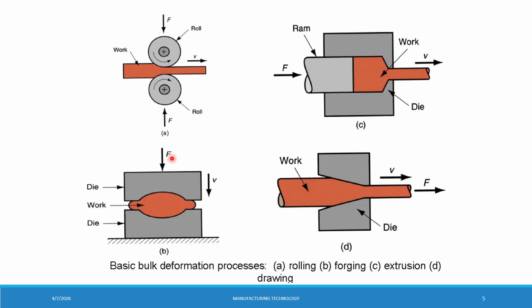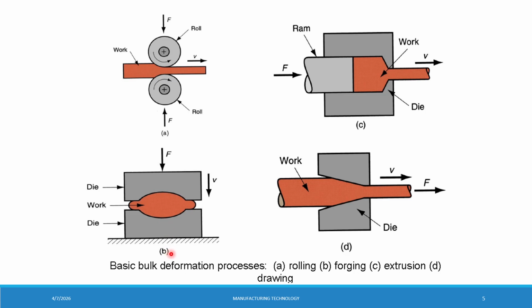So the first image you can see is the rolling process, where a metal plate or a slab-like structure is made to be squeezed between two rolls, where you can see force on the top and force on the bottom squeezing that particular material, and you're getting a thinner material.